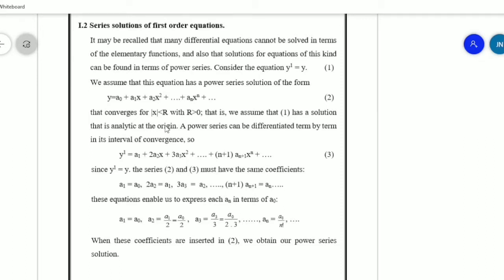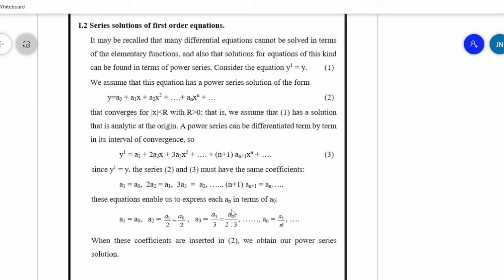So find its derivative y' and equate both the terms. Y' is equal to y, in such a way that you equate the coefficients. So you will get a1 = a0, 2a2 = a1, 3a3 = a2. From here itself you will get a2 = a1/2. But since a1 = a0, you can write it in terms of a0 only. So that is the solution of this equation y' = y.